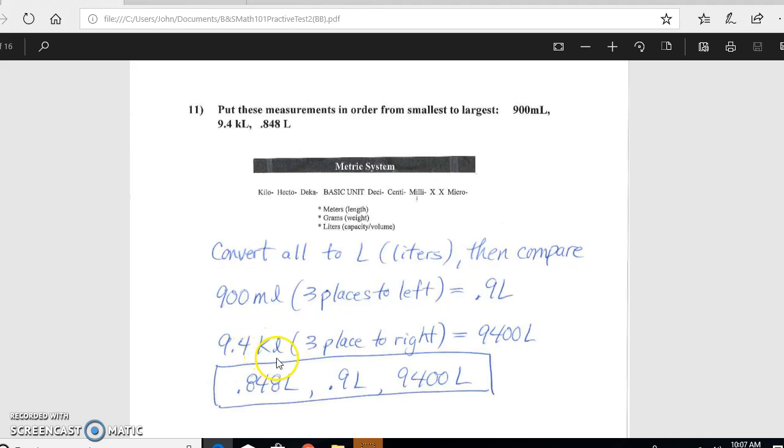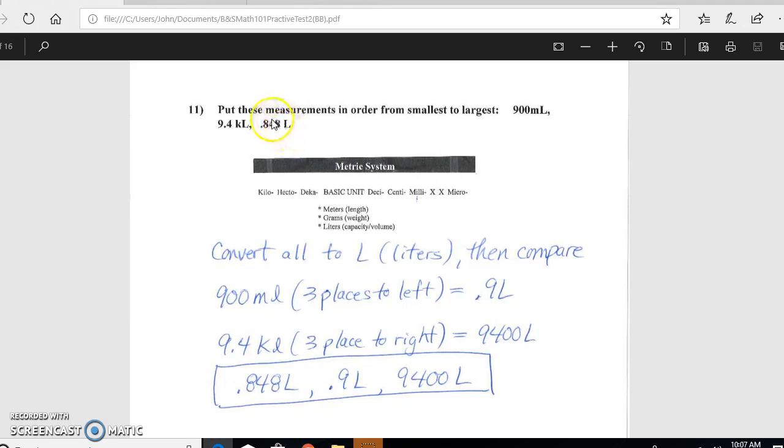1, 2, 3. I need to add 2 zeros after the 4 to do that conversion. So 9.4 kiloliters is 9,400 liters. Now the third measurement is given to me in liters, so I don't need to do any conversion with that.